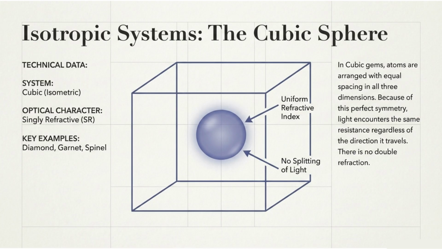First up, isotropic systems, the cubic sphere. Technical data: crystal system, cubic, isometric. Optical character: singly refractive, SR. Key examples: diamond, garnet, spinel. In these gems, atoms are arranged with equal spacing in all three dimensions. That perfect symmetry means light always encounters the same density and bonding environment, regardless of direction. Result: uniform refractive index in all directions.